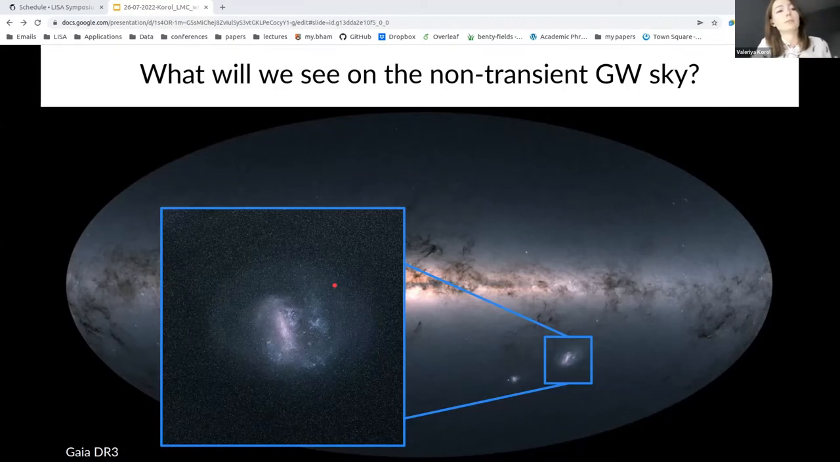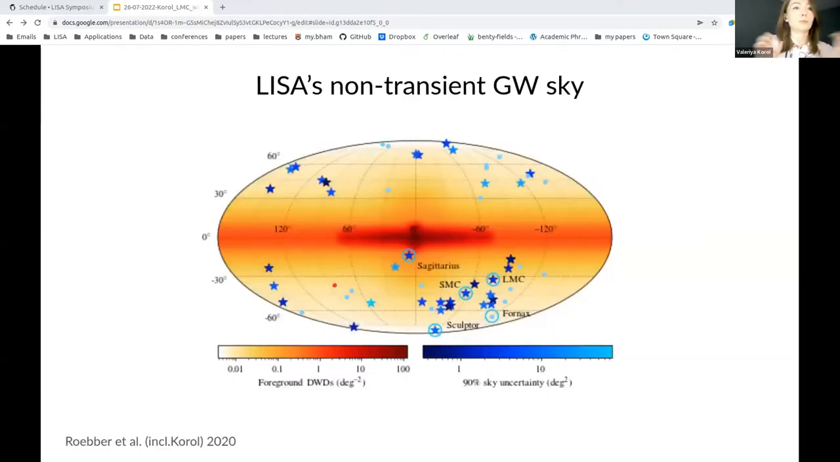From the LISA perspective, this galaxy is also interesting because it is the most massive of the Milky Way satellites. It is nearby and it is actively forming stars. As such, it will likely host a large number of detections, and we can study those gravitational wave LISA sources in a completely different environment to our Milky Way. So this is how I believe the LISA sky will look.